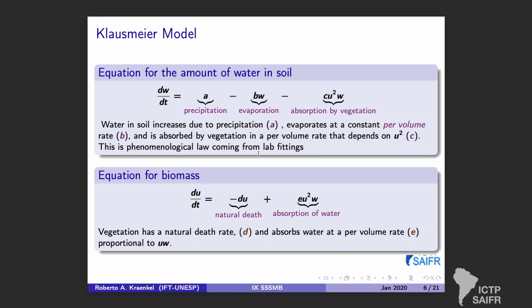Now, how many parameters do I have here? I have A, B, C, D, E. Five parameters. If I want to explore how the dynamics of the system depends on the parameters, I would have a parameter space of dimension 5.